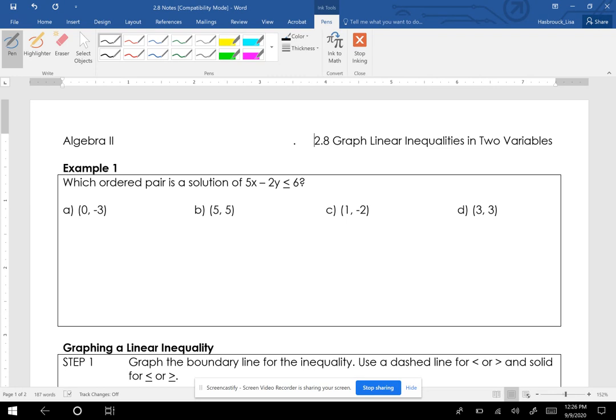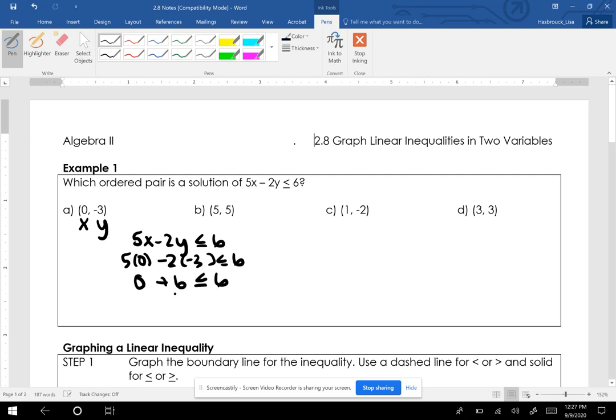I'll start with part A, (0, -3). Recall that the first value is the x value, the second value is the y value in an ordered pair. So in our inequality, 5x minus 2y is less than or equal to 6, I'll replace x with 0 and y with -3. 5 times 0 is 0. -2 times -3 is 6, so it's a plus 6. Less than or equal to 6. 0 plus 6 is 6, so I get 6 is less than or equal to 6. This is a true statement since they are equal, which means that A is a solution to our inequality.